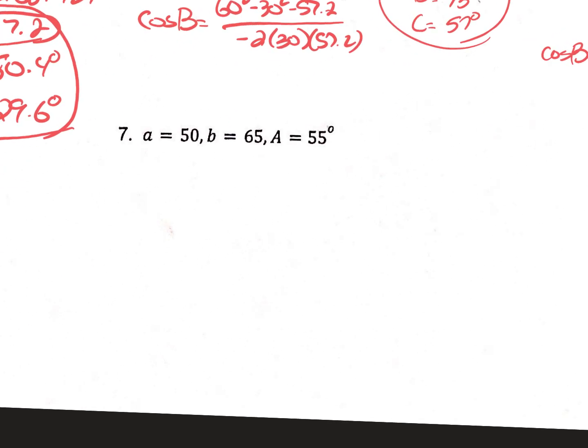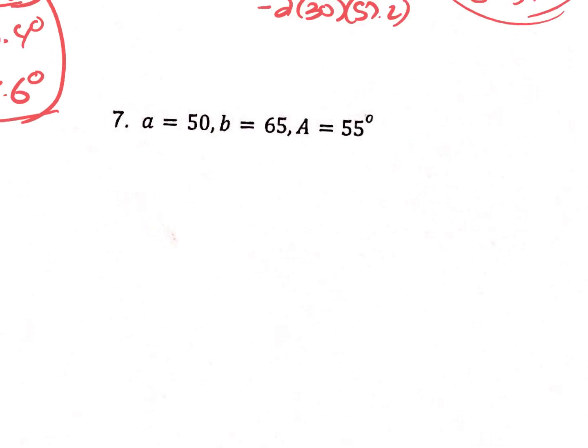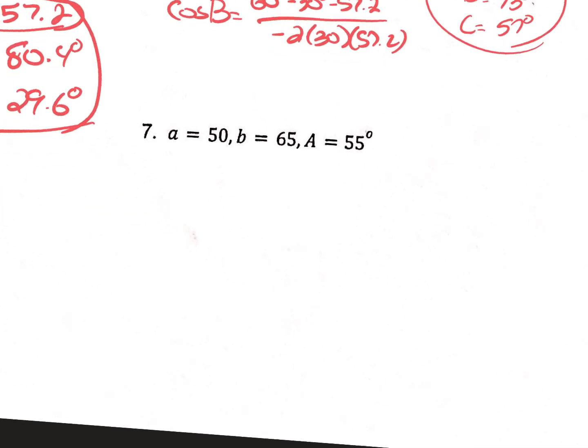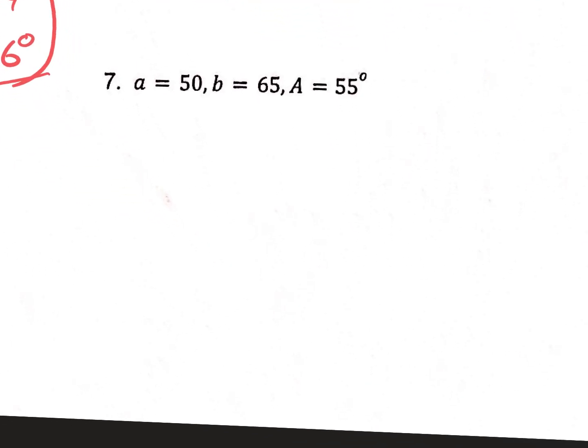Number 7, last one of these. Thank goodness. Okay, so this one's just like 5. It's almost the exact same problem. Because they gave me angle A and side A, that means I can do law of sines here.